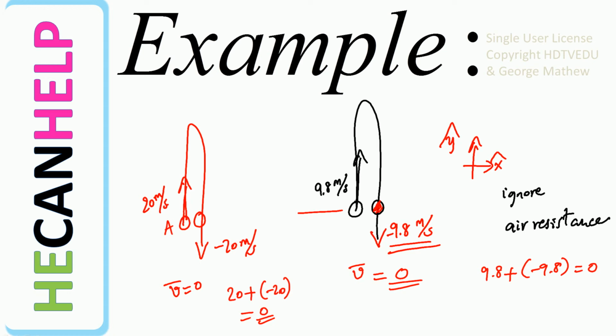So if you start at A and come back to the same point, your displacement is 0. Your average velocity is 0. Please don't forget, it is initial velocity plus final velocity divided by 2. It is because of that negative sign that you get the average velocity to be equal to 0.